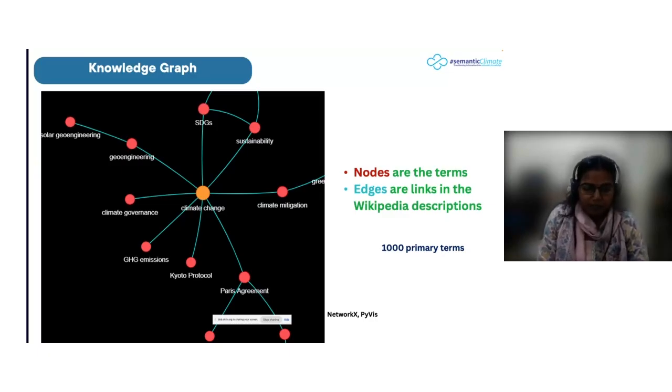So anyone can understand that this chapter is discussing all this terminology, and we can browse this whole knowledge graph and search for a term in it. The nodes are the terms we have given to create the encyclopedia, and the edges are the links present in the Wikipedia description. So this network can be increased to many terms. We can increase to 1,000 primary terms to create a big network and understand the concept in a better way.